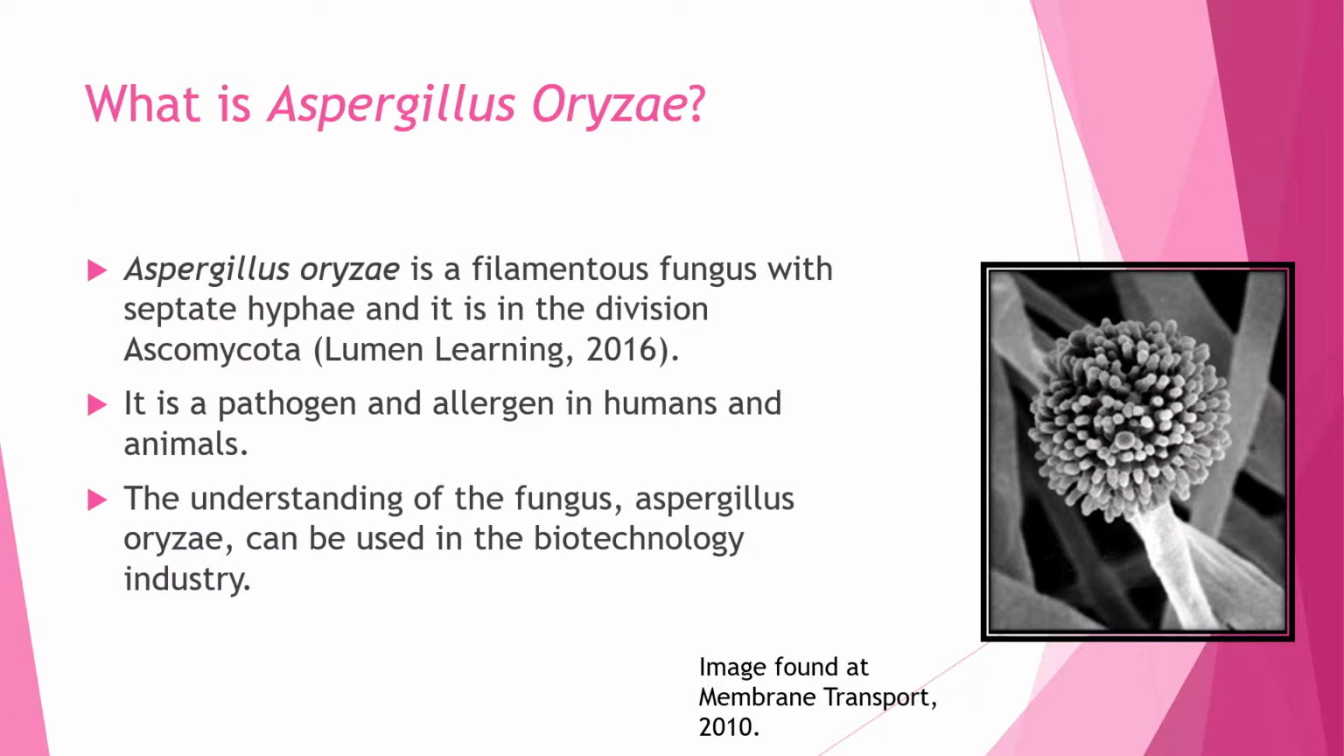Aspergillus oryzae is a filamentous fungus with septate hyphae and is in the division Ascomycota. It is a pathogen and allergen in humans and animals. The understanding of the fungus Aspergillus oryzae can be used in the biotechnology industry. They are identified by tiny spores. The growth conditions for Aspergillus oryzae are a temperature of between 24 and 26 degrees Celsius in aerobic conditions.